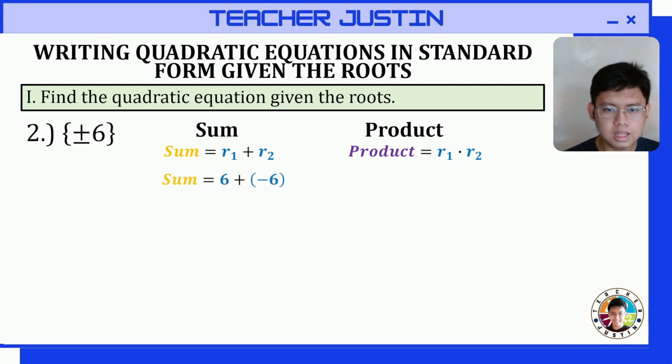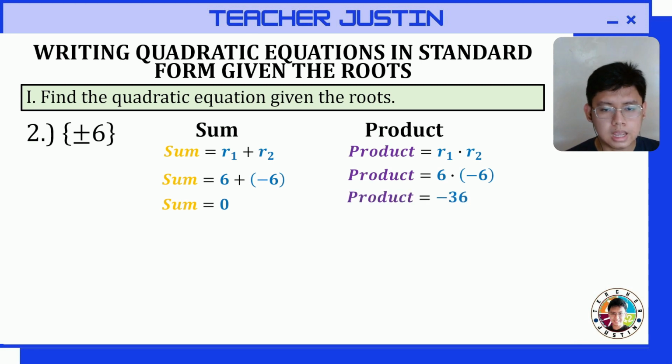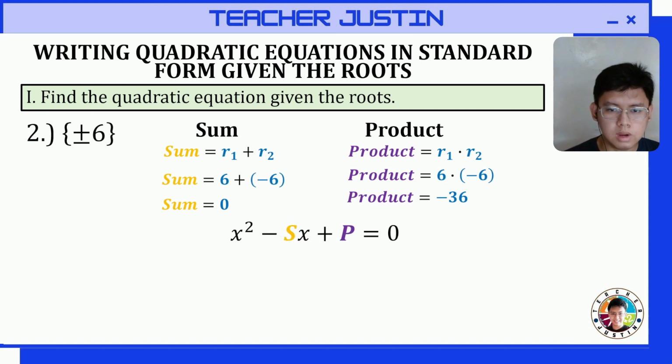So, yung sum natin is 6 plus negative 6. So, 6 plus negative 6 is 0. So, that will be our sum. Now, yung product naman natin, let's multiply positive 6 and negative 6. 6 times negative 6 will be negative 36. Now that we have our sum and product, gamitin natin tong formula na to, x squared minus sx plus p is equal to 0 to write our quadratic equation.